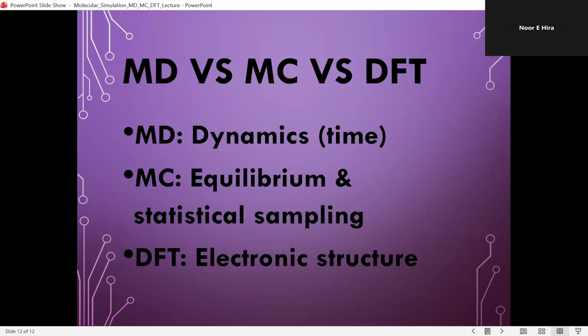Finally, before concluding, I would like to compare these so that we have the essence of this lecture: Monte Carlo, molecular dynamics, and DFT. First of all, molecular dynamics focuses on dynamics and time evolution. Monte Carlo focuses on equilibrium and statistical sampling, which is probability based. DFT focuses on electronic structure and quantum effects. In modern research, these methods are combined to achieve a comprehensive multi-scale understanding of materials and molecular systems.